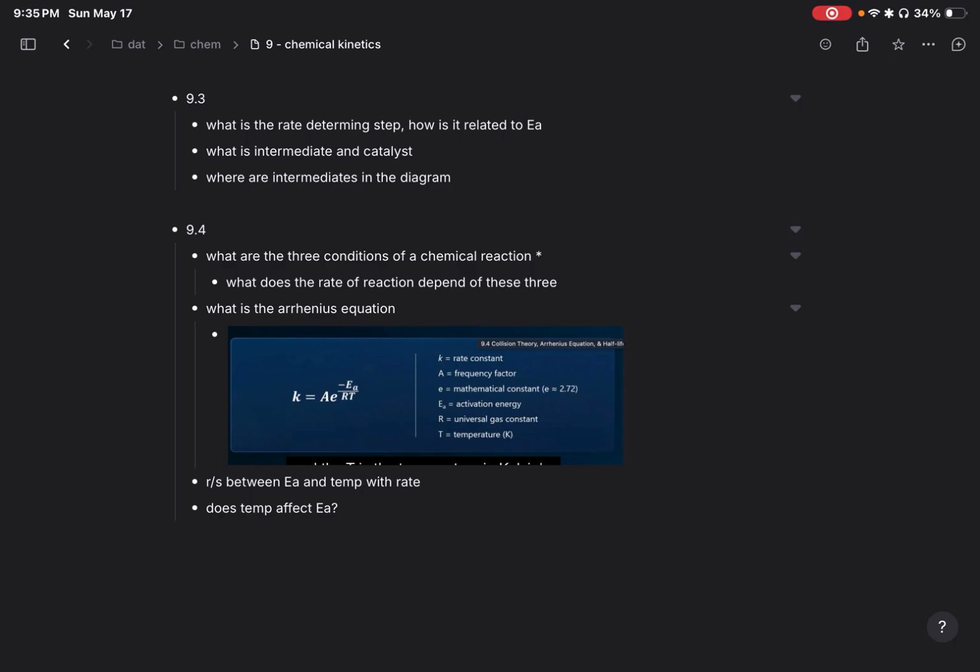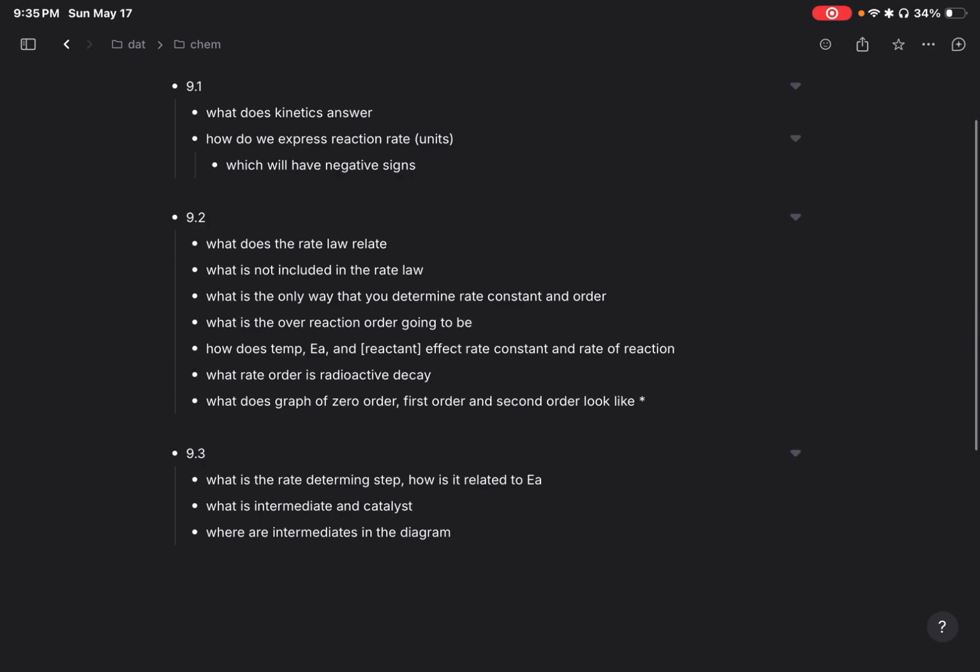That's interesting. Okay, what's the relationship between EA and temperature with rate? That's what it said. Temperature does not affect the activation energy. The only thing that changes activation energy is the catalyst, because it provides a different reaction pathway. So that's all for now, for today, for chemical kinetics. Goodbye.